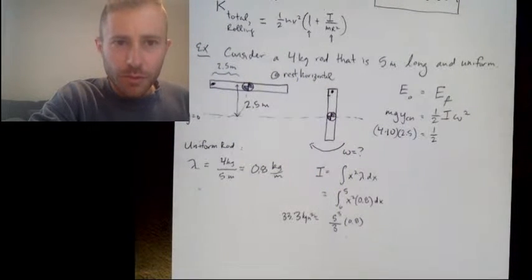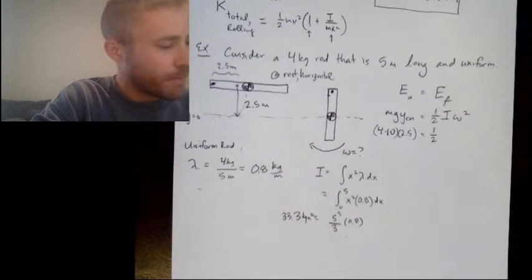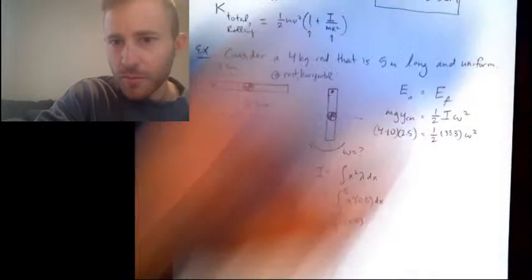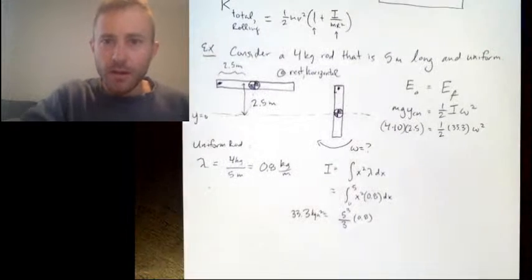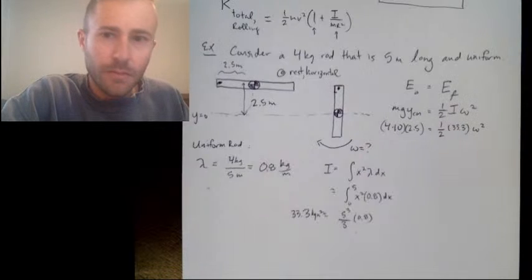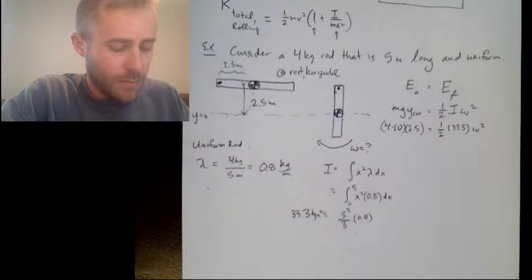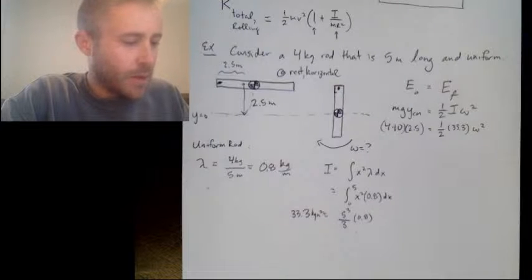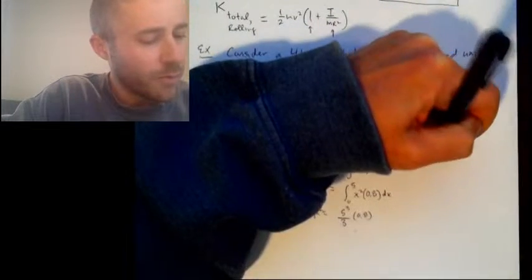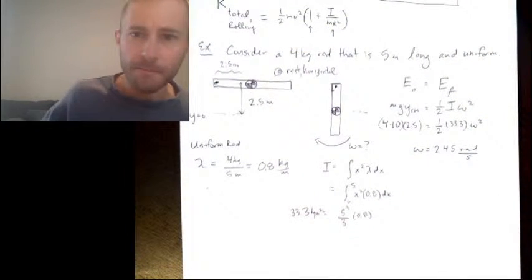So that was a nice little review of how to calculate rotational inertia. I'm going to plug that in for I right there. So I have 33.3, and then I can solve for omega quite easily. I get that omega is going to be 2.45 radians per second.